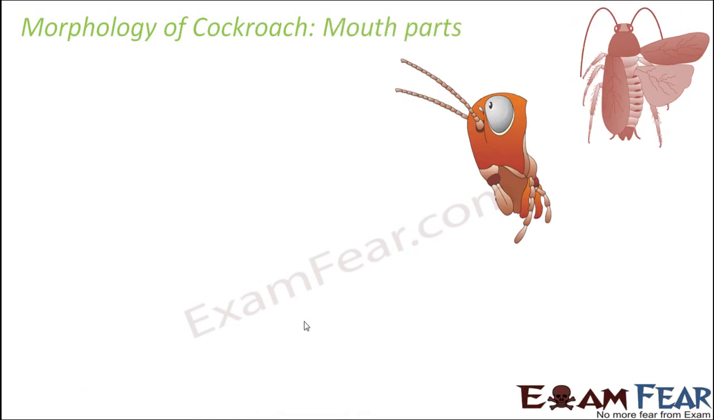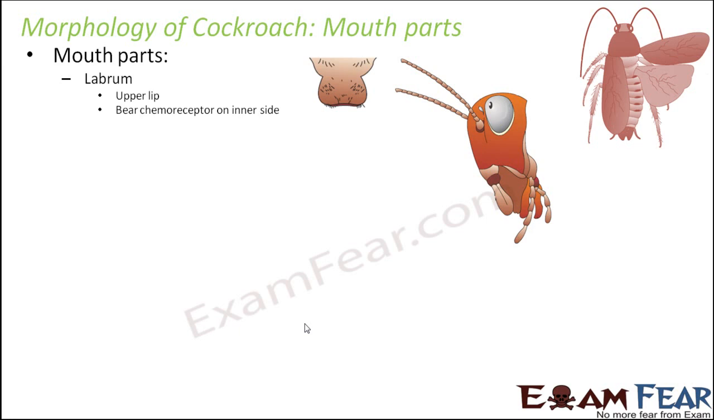Now we will talk about the mouth parts in little more detail. What are the various parts present there? So let us look at the mouth parts of the cockroach. So if you look at this part, it will get divided into each of the separate parts which together form the mouth. So the first part that we'll talk about is labrum. Labrum is nothing but the upper lip. It looks something like this, and it bears chemoreceptor on inner side.